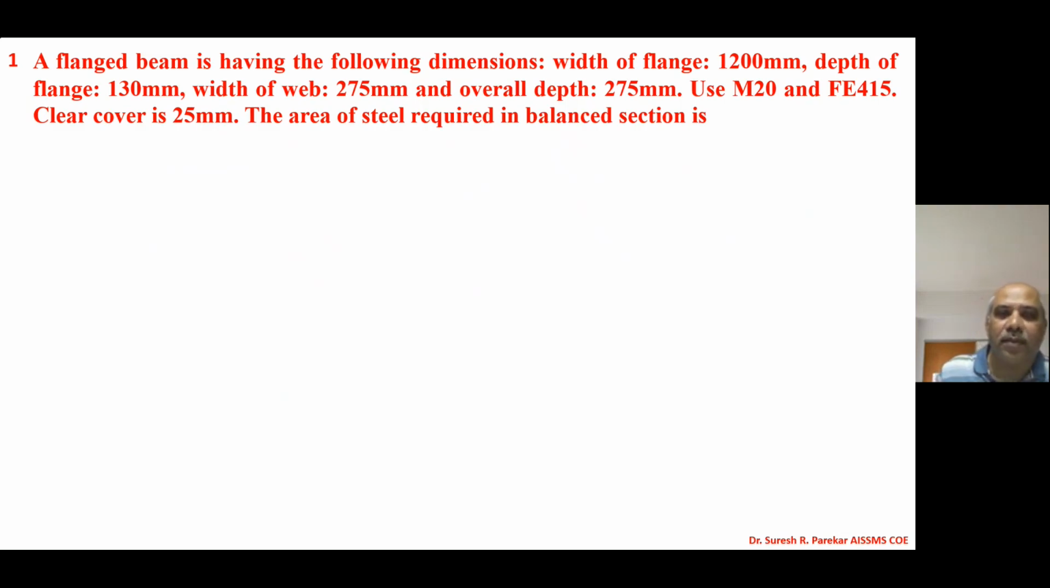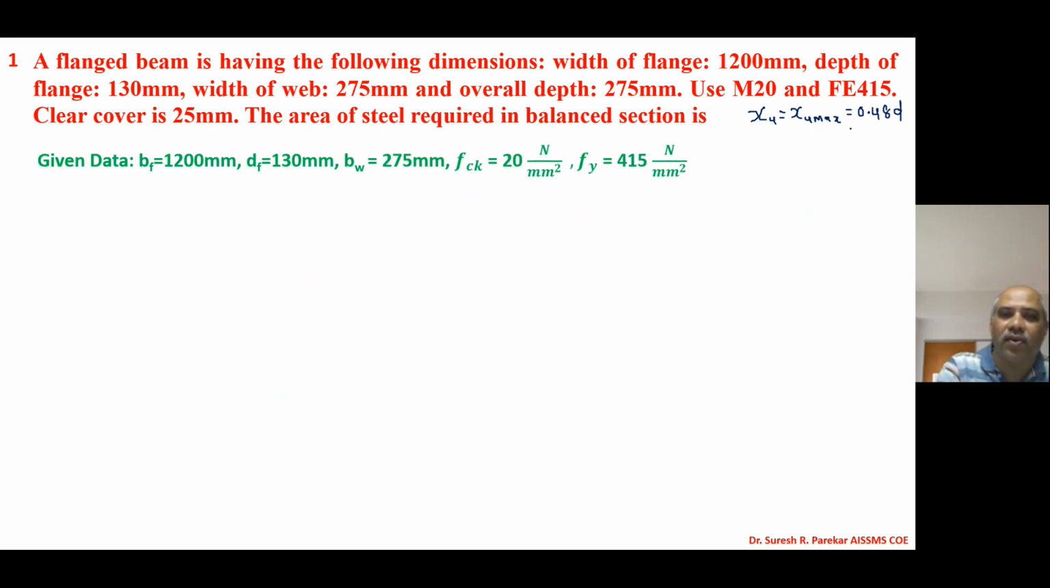So first, this problem is from your question bank. Now we are interested to find the area of steel required. Now student, I have a question: as steel is not given, then how are we going to find the area of steel? That is for a balanced section. When we say balanced section, we know we should have XU equal to XU max, and that is equal to 0.48 into D. And that we have to consider, same as we have considered over here.